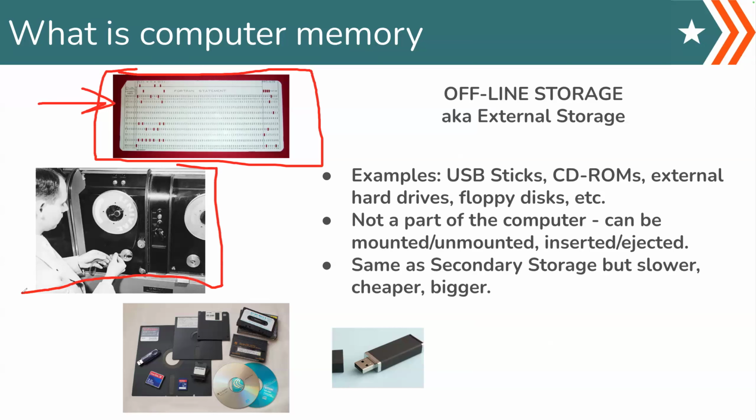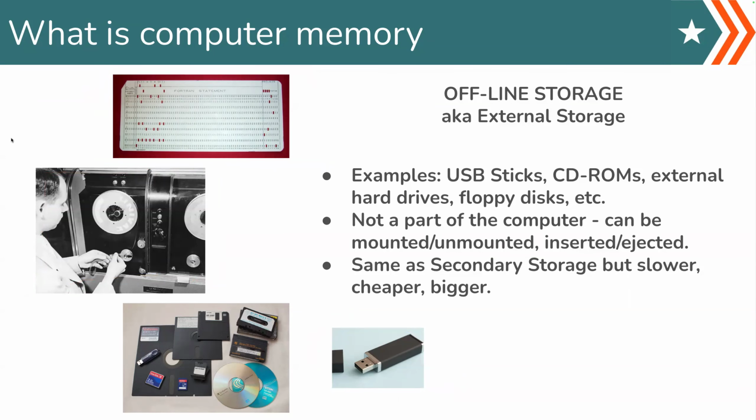Here we see magnetic tape, which is still used for some backup and storage. And remember that a non-solid state hard drive is also magnetic. Floppy disks and CD-ROMs have kind of gone the way of the dodo. USB sticks and external hard drives are still around. So here again, this is the same as secondary storage. It's even slower, it's even cheaper, it's even bigger.